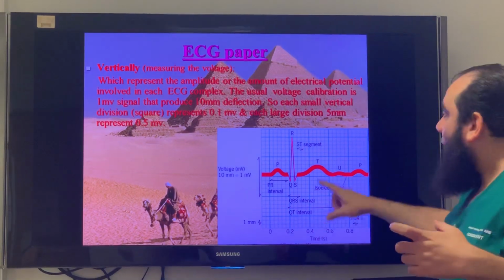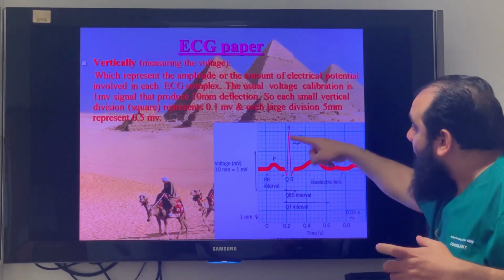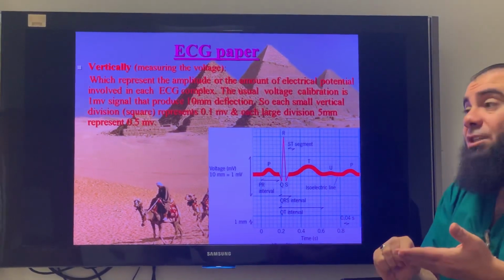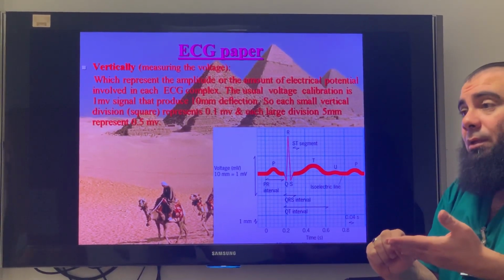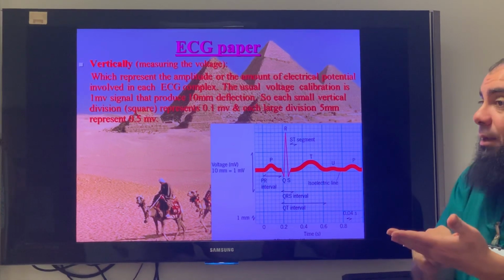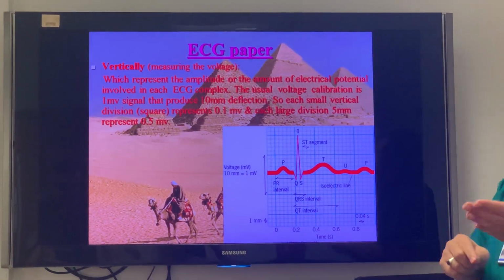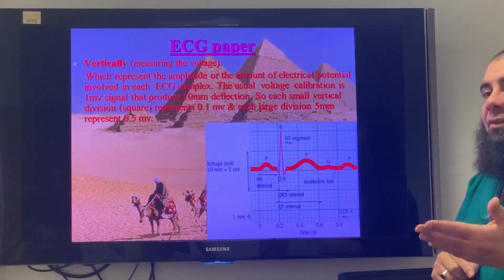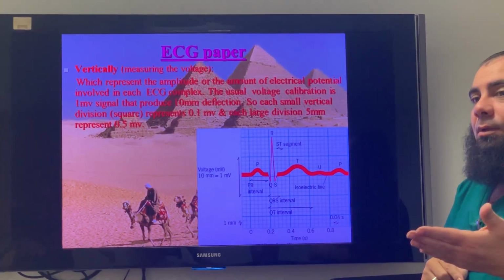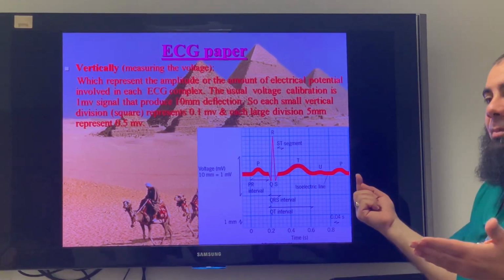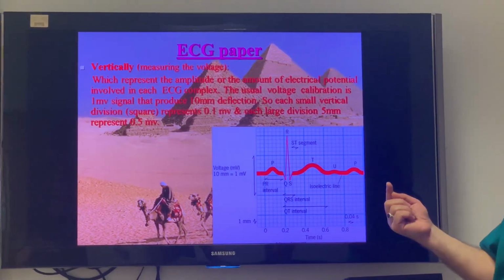So calibration is what? 2 big squares represent 1 millivolt. It has to be stated there in the ECG paper. So 10 millimeter is equal to 1 millivolt. Yesterday it was 0.5. It was only 0.5, isn't it? Per 1 millivolt. That's why it came low.